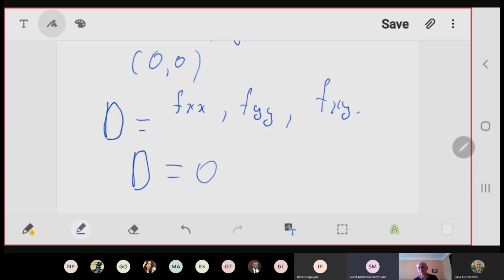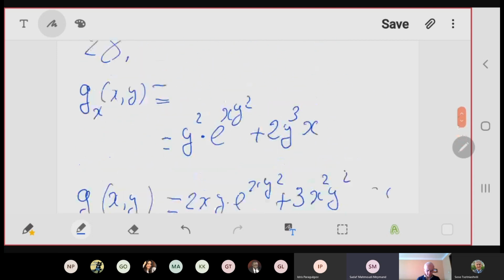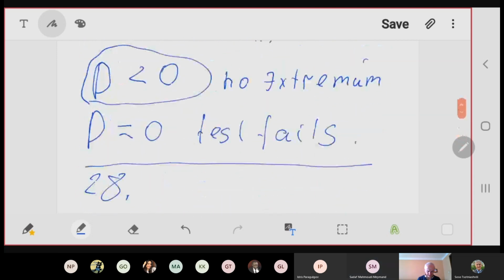Please try it at home because it takes a long time now. The idea is that you should find all these derivatives, then you should find the number D, and if this number D is 0, it proves that the test fails. Okay. Look, in this last case, when D equals 0, the test fails.